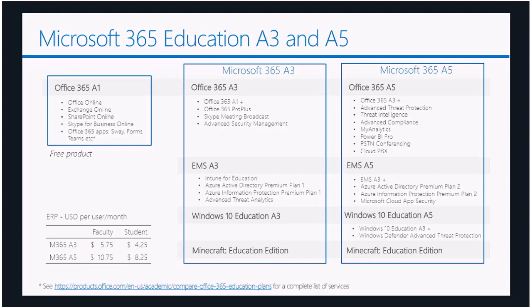And then A5, from what I can tell, it seems to be more advanced reporting and security analytics, and there's a bit of cloud PBX in there as well, so communications. And so it seems to be just improving, going one step further with security and communications. Essentially, the A5 edition is.